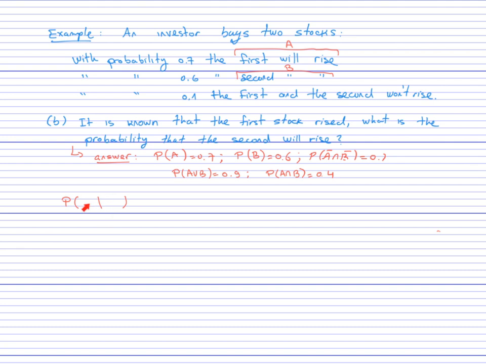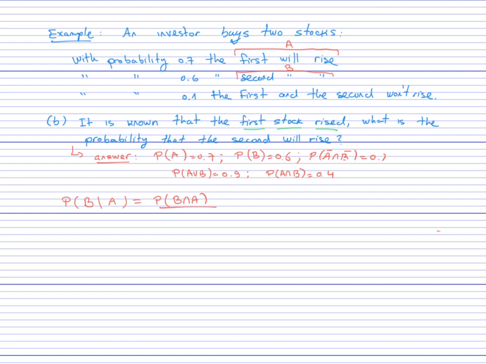Here, you'll need to write the event that we want to compute the probability of. Okay, so the information here is that the first stock rose. First stock rise means that A occurred. Now, we are asked what is the probability that the second will rise. So we use the definition of conditional probability.